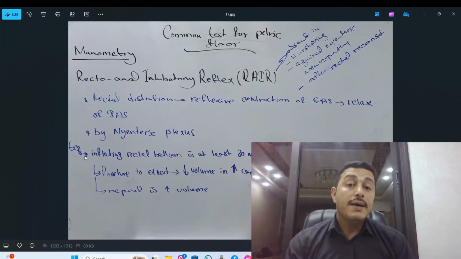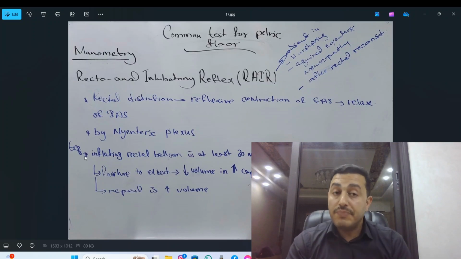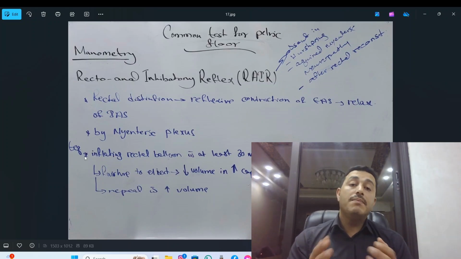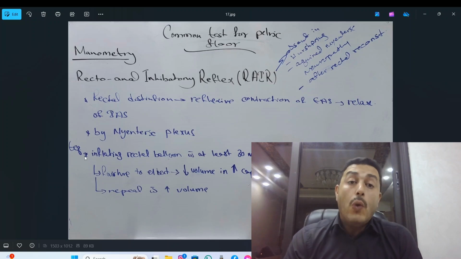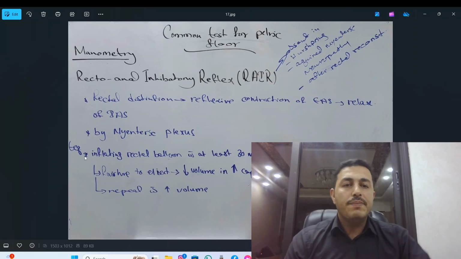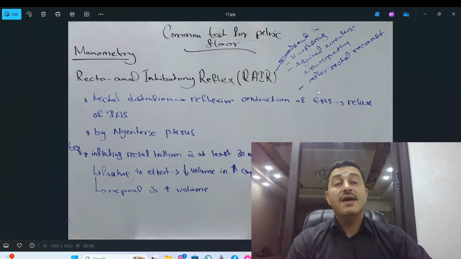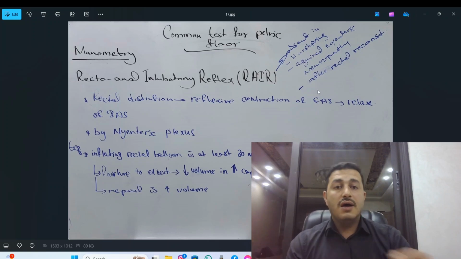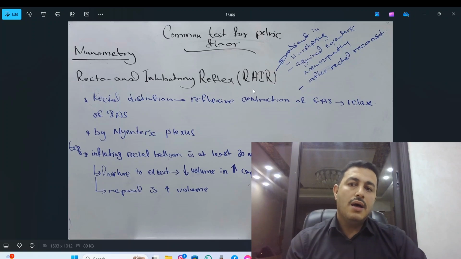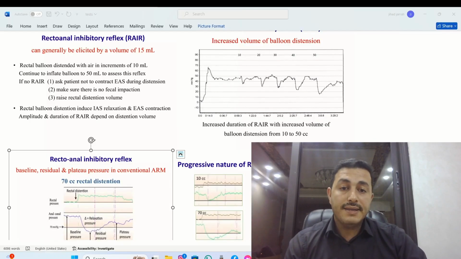distension of the balloon. It is absent in Hirschsprung disease, and, for example, in patients who have what we call acquired myenteric neuropathy. This is due to the myenteric plexus, so myenteric neuropathy, and after rectal reconstruction, after proctectomy, the RAIR reflex will be inhibited.